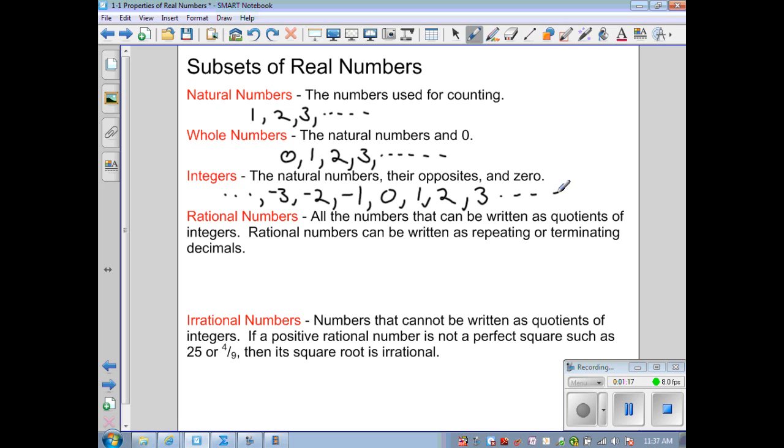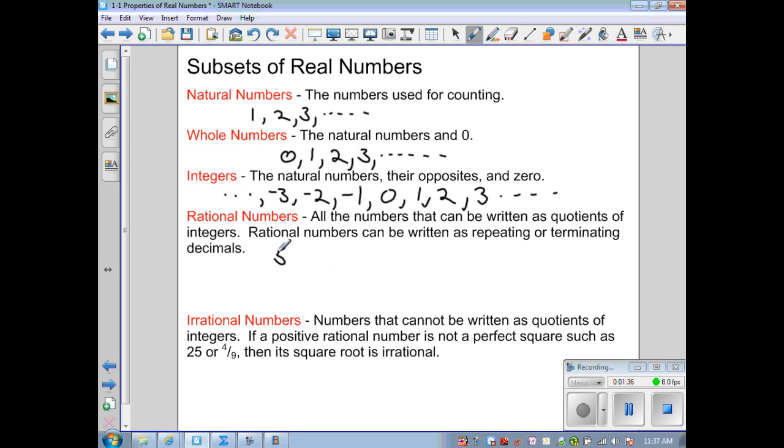The rational numbers are all numbers that can be written as quotients of the integers, or in other words, they can be written as a fraction. But the key to remember here is rational numbers can be written as repeating or terminating decimals. So let's take a look at some examples.